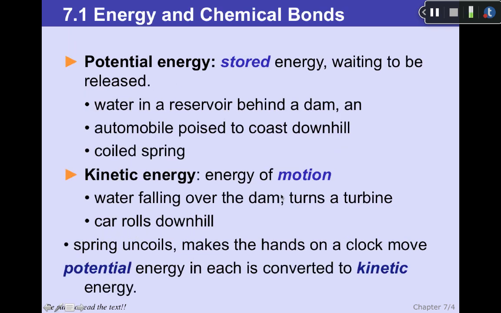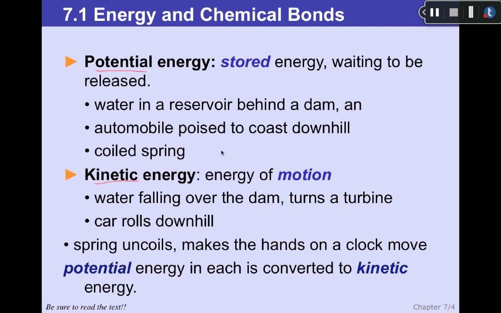So, simple definitions about energy, types of energy. There's two broad types of energy. One's called potential energy and one is called kinetic. Potential energy is that energy that is stored. It's waiting to be released. Things like water in a reservoir behind a dam, an automobile poised to roll downhill, the pencil at the edge of the table ready to fall off, a coiled spring, and chemical bonds also have potential energy.